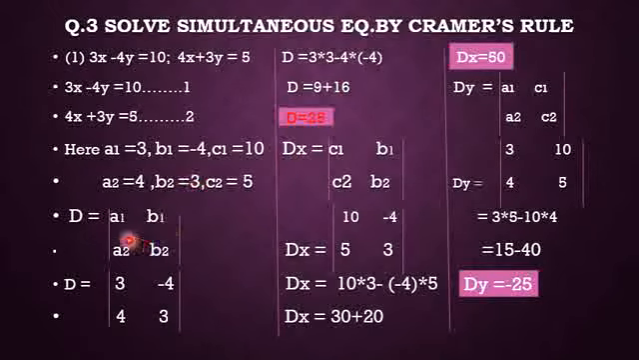Then we can find the value of dy. At the coefficient of y, we write the constant terms, that is a1 a2, c1 c2: 3, 4, 10, 5. 3 into 5 minus 10 into 4. 3 into 5 is 15, 10 into 4 is 40, minus 40. Minus 40 plus 15, that is minus 25.